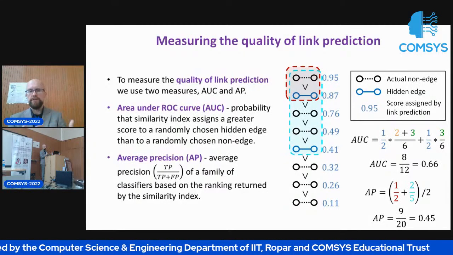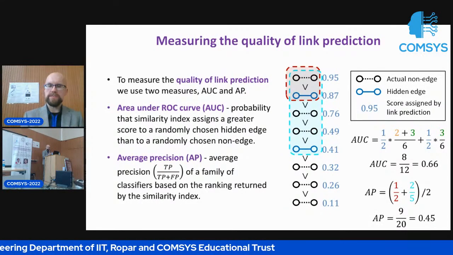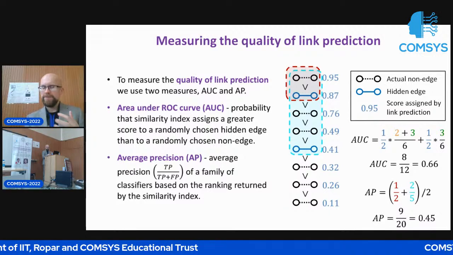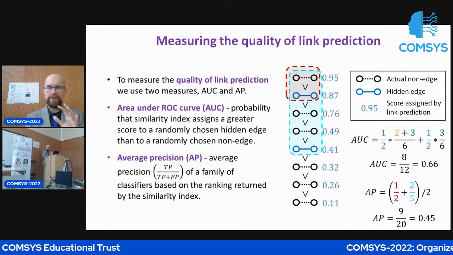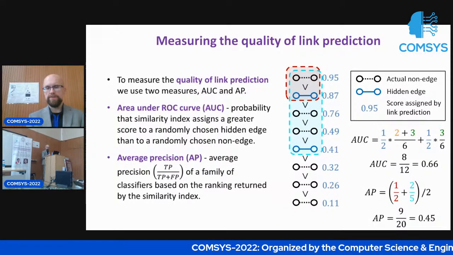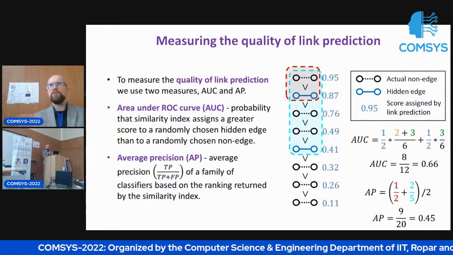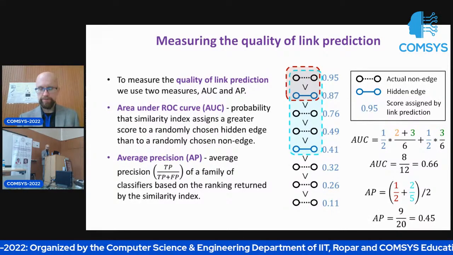Again, these are two very different measures of quantifying how good the result of a link prediction is. And it's fairly simple to construct an artificial example in which they will give very different results. However, when you work on this topic, these were the two most popular. So that's why we use them.